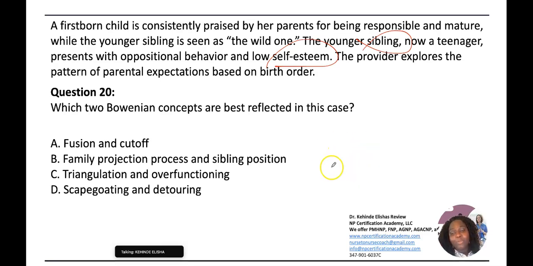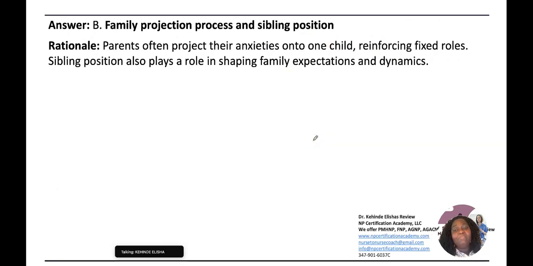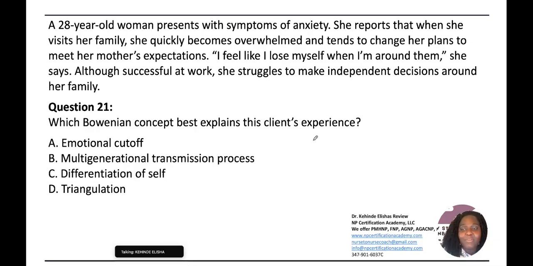So family projection process and sibling position. B, final answer. Parents often project their anxieties onto one child, reinforcing fixed roles. Sibling position also plays a role in shaping family expectations and dynamics. Next question. A 28-year-old woman presents with symptoms of anxiety. She reports that when she visits her family, she quickly becomes overwhelmed and tends to change her plans to meet her mother's expectation.